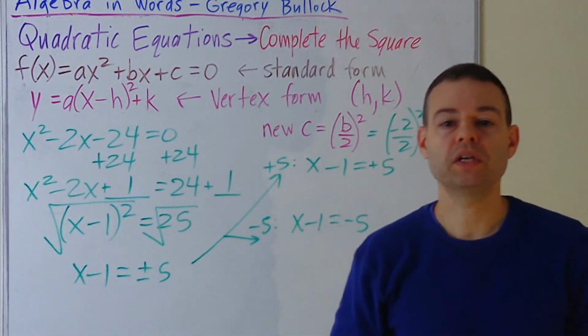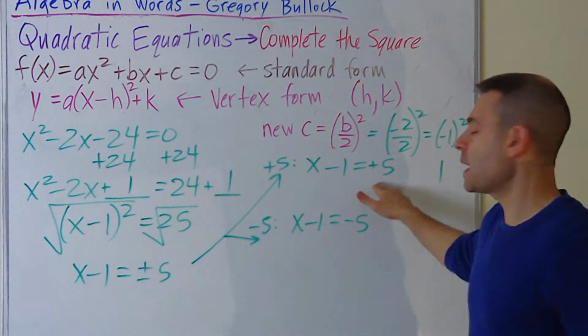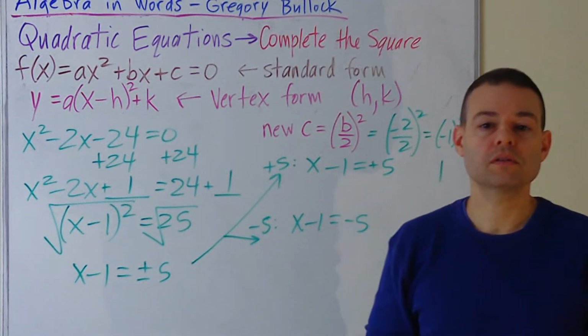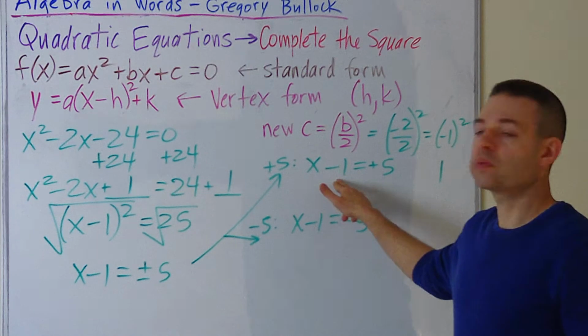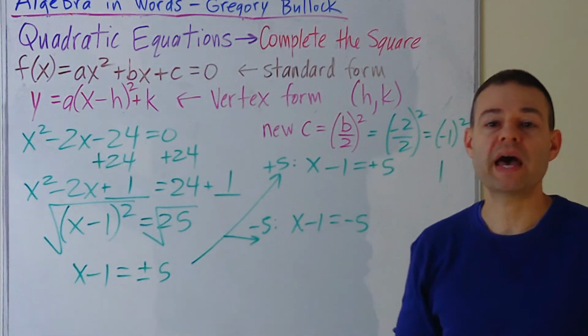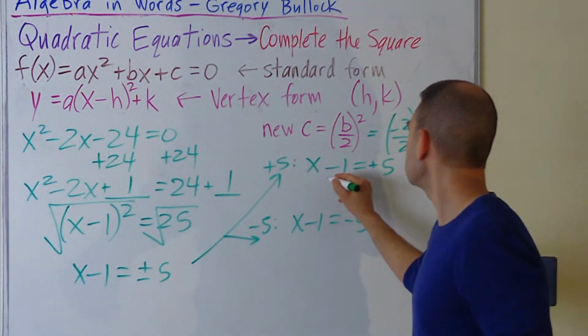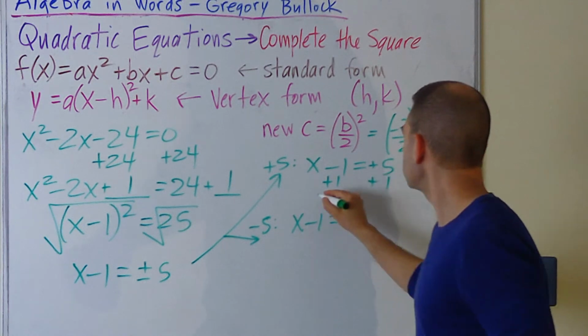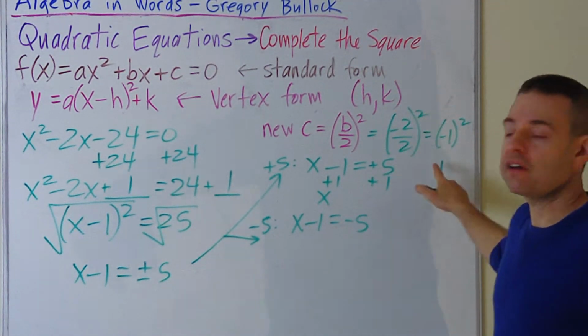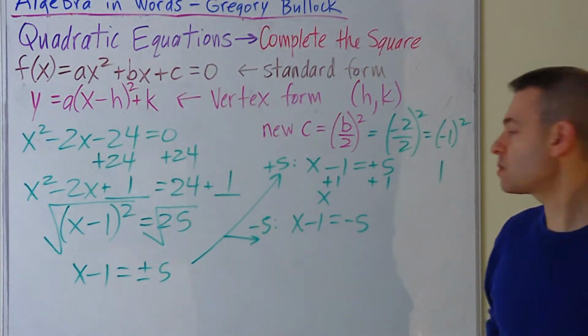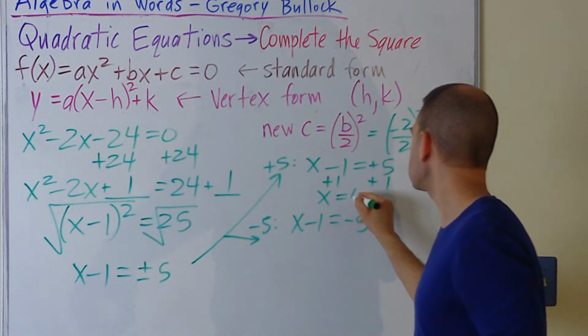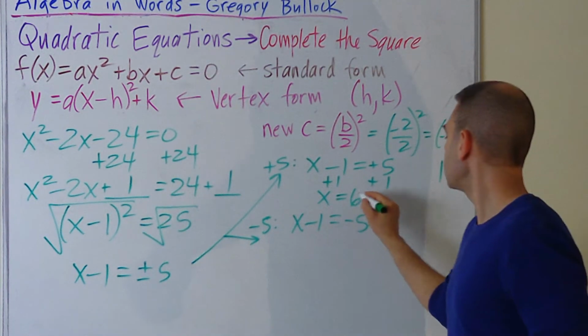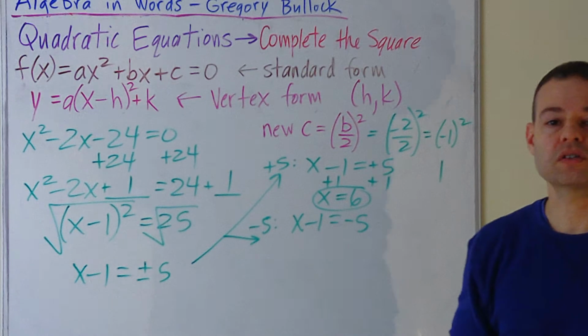X minus 1 equals negative 5. Coming back to this one, all we're going to do is solve for x. And so since we have minus 1 here, we're going to add 1 to both sides. And 5 plus 1 equals 6, and we get x equals 6. All right? That's one solution.